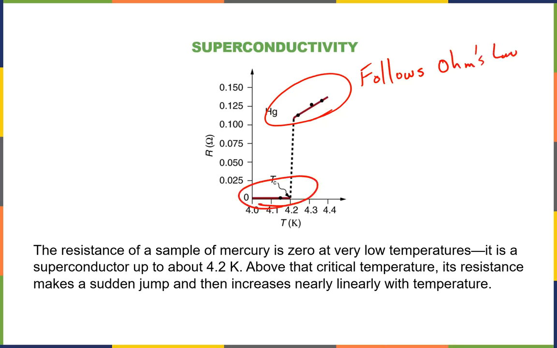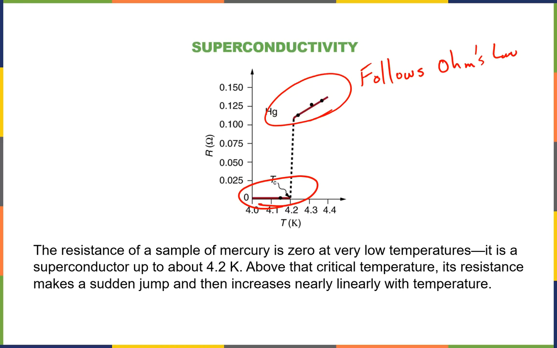But in this region here, a superconductor is a material that, if you get it cold enough, it suddenly has virtually zero resistance. And so no matter what the current is, you have no voltage drop. Think about that for a minute and how useful it could be.